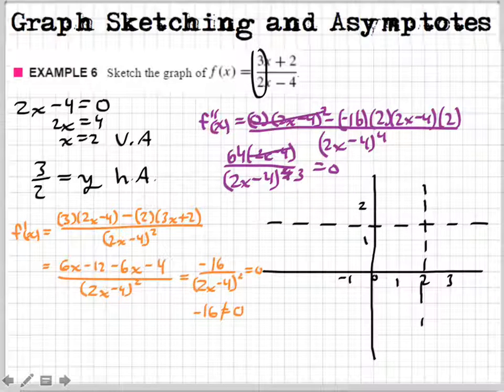So it looks like we're not going to have an inflection point, because when we set this equal to 0, we just get 64 equals 0. Inconclusive. Alright, so let's think about this for a second.